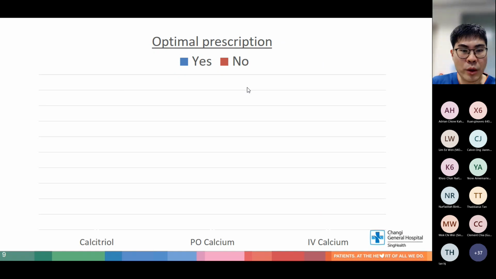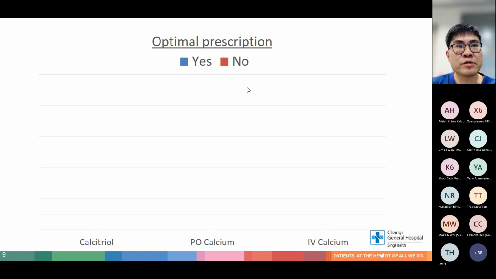Okay, so what we actually did was we looked at our patients over the duration of 1 year. We looked at all the patients who had undergone total thyroidectomy or completion thyroidectomy. Of course, the vast majority were those who had undergone total thyroidectomy, with very few who had undergone completion thyroidectomy.